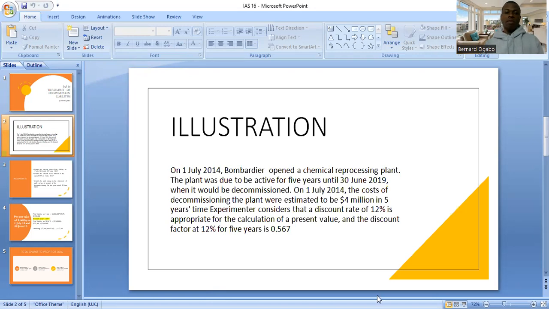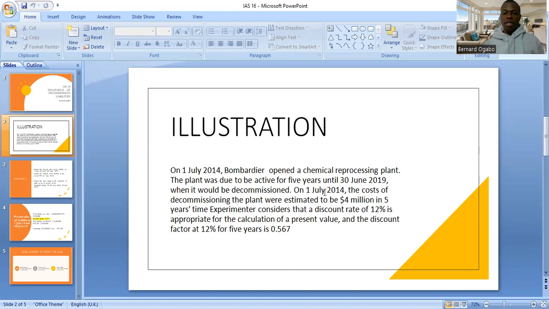So we have a question here that says, on 1st July 2014, Bombardier opened a chemical processing plant. The plant was due to be active for 5 years until 30th June 2019, when it will be decommissioned. On 1 July 2014, the cost of decommissioning the plant were estimated to be $4 million US in 5 years' time. They consider that a discount factor of 12% is appropriate for calculation of a present value, and discount factor 12% for 5 years is 0.567.